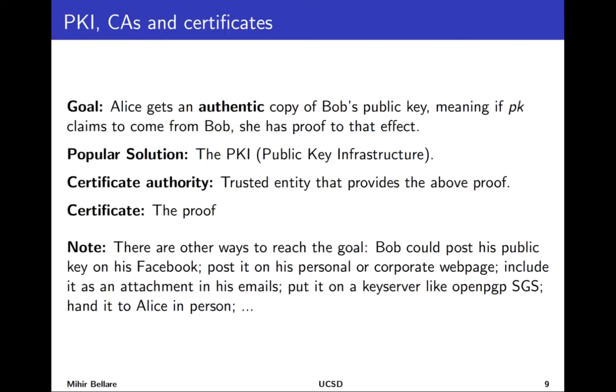You might think or hope that there's some sort of mathematical way to solve that problem and convince Alice that Bob is who he claims to be. But if you start from scratch, there really isn't. We want Alice to get an authentic copy of Bob's public key. So if the key comes from Bob, then she has to have a proof to that effect.